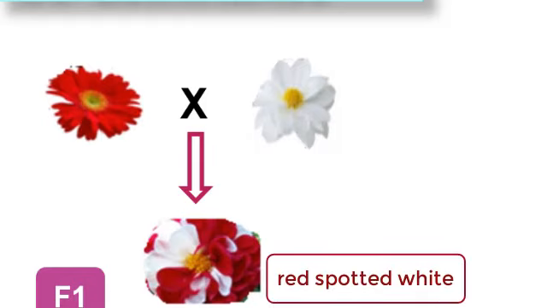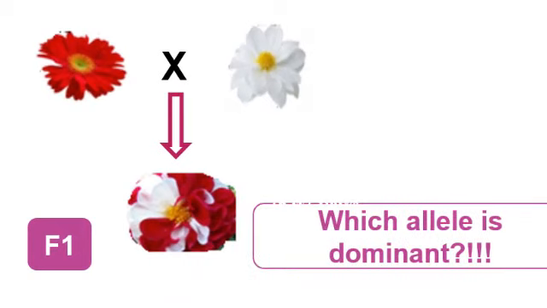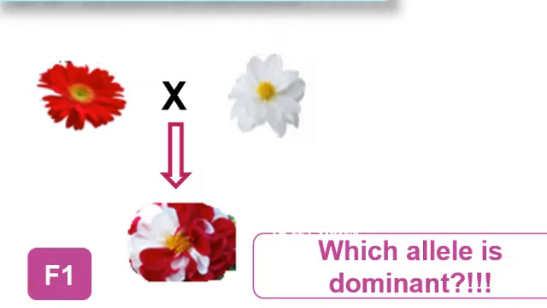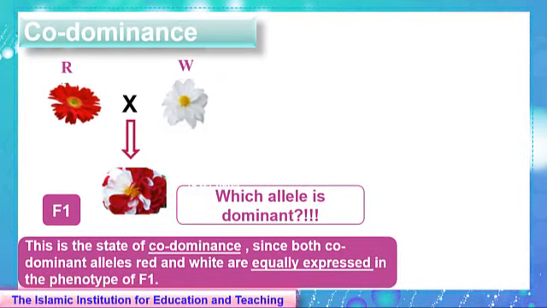Now, another cross is done between a red flower and a white flower, gives red spotted white flowers. Now, which allele is dominant, red or white? Since red and white are both seen in the phenotype of the first generation, both alleles are dominant. We call them codominant alleles. Each one is symbolized by a capital letter. Then, this is the state of codominance, since both codominant alleles, red and white, are equally expressed in the phenotype of the F1 generation.